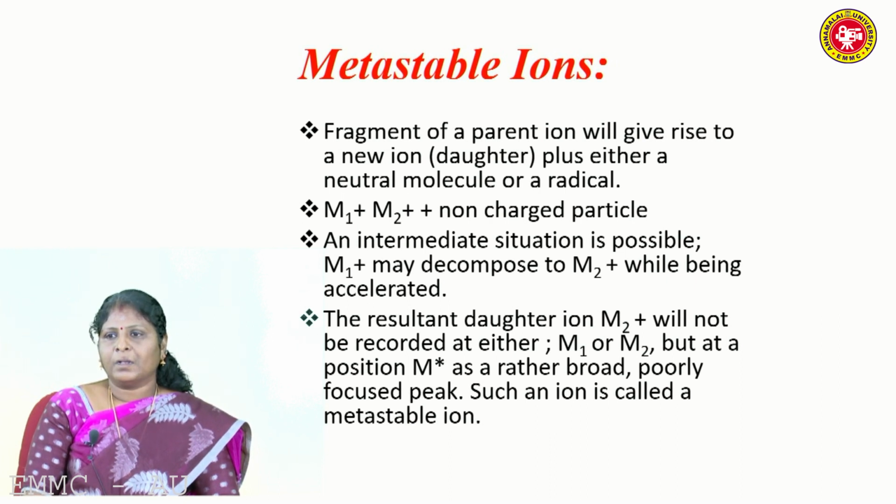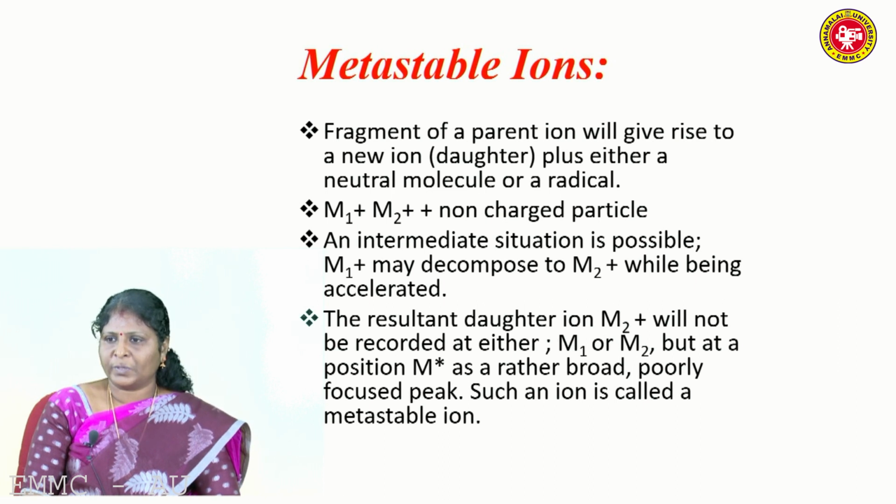Metastable ions. This is very important in analyzing the mode of fragmentation. Fragmentation of a parent ion will give rise to a new daughter ion plus either a neutral molecule or a radical. Actually, when the molecular ion, which is a cation radical, undergoes fragmentation, it can give a cation radical along with a neutral species, or it may fragment to give a cation as well as a radical. For example, we are expecting M1 plus and M2 plus as the ions, but in some cases the expected M1 peak will not be recorded.